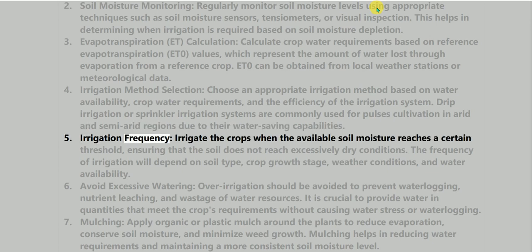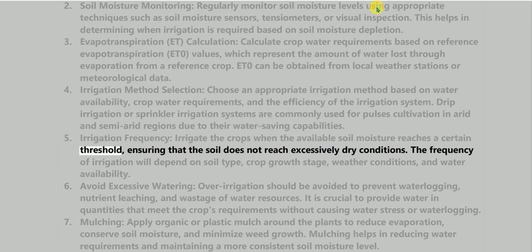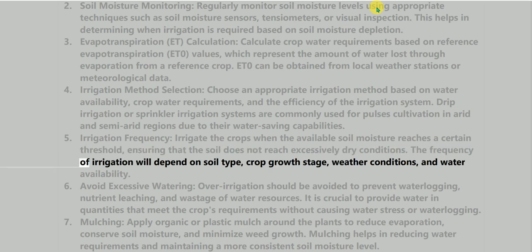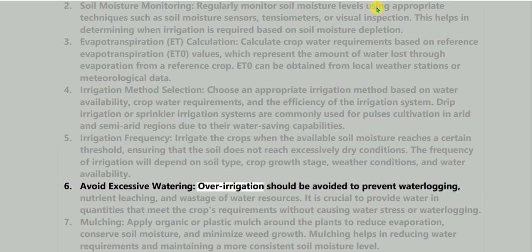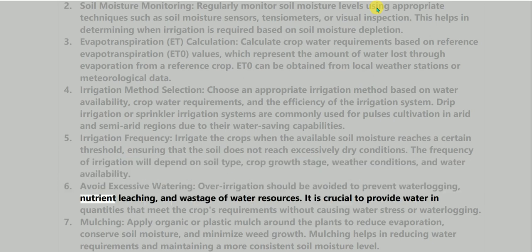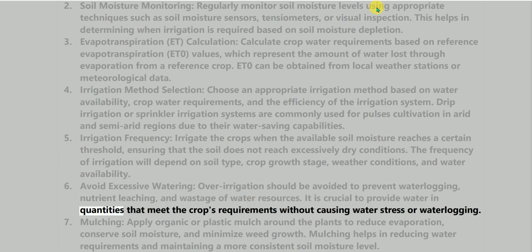5. Irrigation frequency. Irrigate the crops when the available soil moisture reaches a certain threshold, ensuring that the soil does not reach excessively dry conditions. The frequency of irrigation will depend on soil type, crop growth stage, weather conditions, and water availability. 6. Avoid excessive watering. Over-irrigation should be avoided to prevent waterlogging, nutrient leaching, and wastage of water resources. It is crucial to provide water in quantities that meet the crop's requirements without causing water stress or waterlogging.